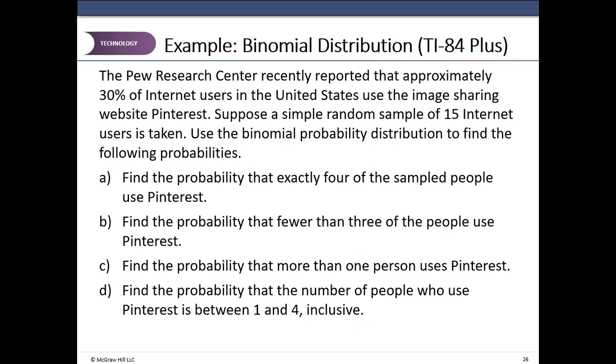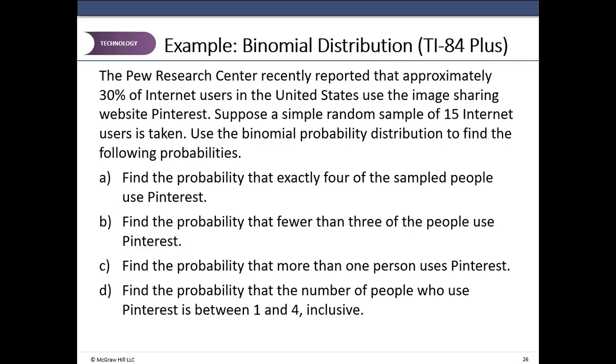The Pew Research Center recently reported that approximately 30% of internet users in the United States use the image sharing website Pinterest. Suppose a simple random sample of n equal to 15 internet users is taken. Use the binomial probability distribution to find the following probabilities. A point to note: approximately 30% means the probability of success, small p, is 0.3. We always convert it to a decimal.